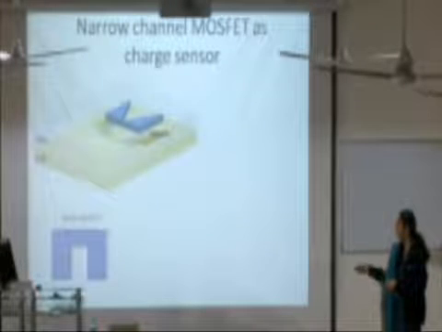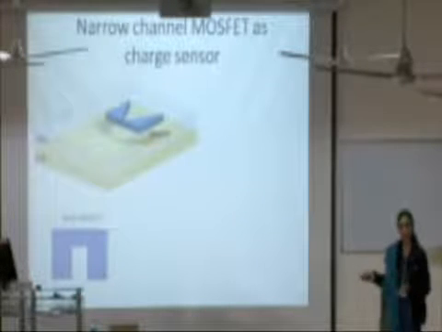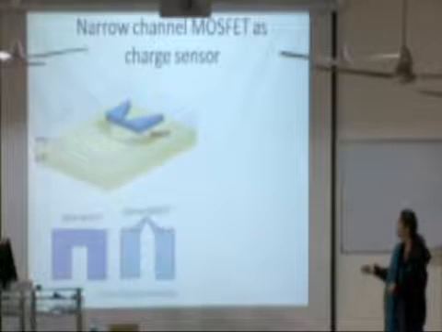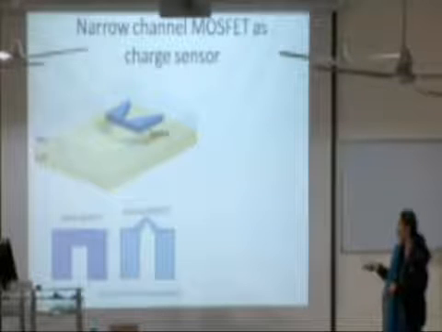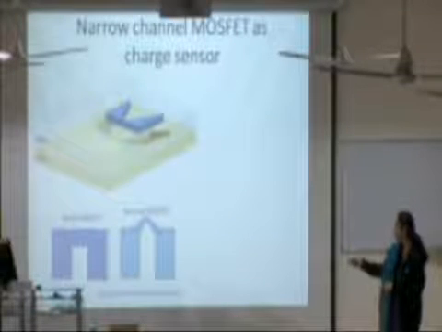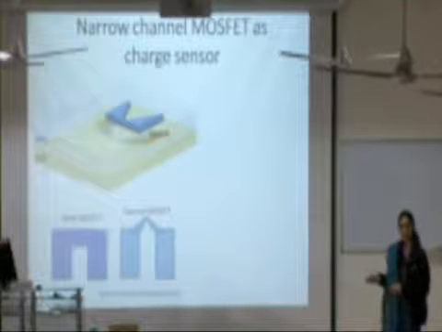So you can have a wide gate for the MOSFET, giving you a wide channel MOSFET, and a narrow gate for the MOSFET, which gives you a narrow channel MOSFET. So the MOSFET that we use is 70 nanometers at the narrowest point.